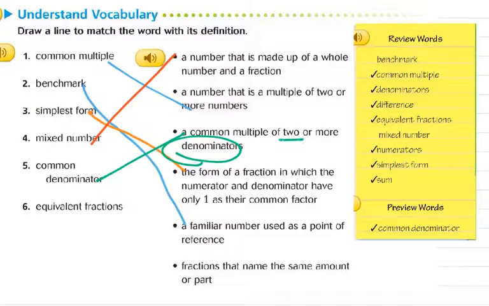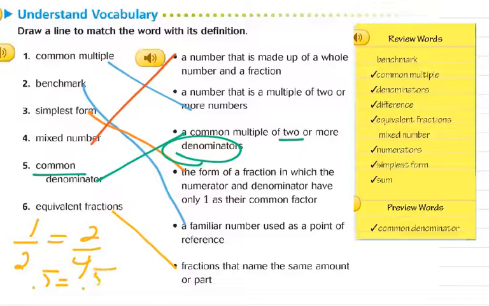Number 5, common denominator. Common denominator is a common multiple of two or more denominators. So because it says two or more denominators, we know it's a comparison. And number 6, equivalent fraction, is fractions that name the same amount or part. An example would be a half and 2/4. If we say we have half of a dollar, we know that we have 5/10, and we know if we have 2/4 of a dollar, which is also equal to 5/10. So it is really important that you study the rich content vocabulary to be better prepared for Chapter 6.